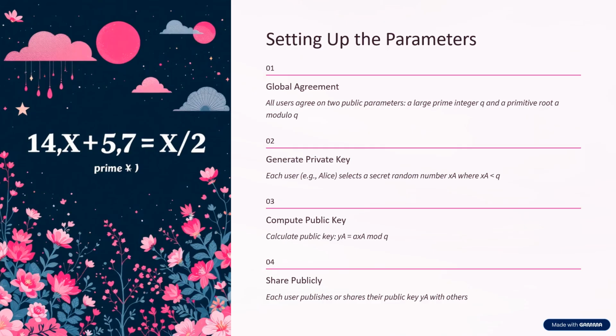Then each user computes their public key using the formula YA equals a to the power of XA mod q. Finally, these public keys are shared openly with the other participant. Even though the public keys are transmitted over the network, the private keys remain secret.